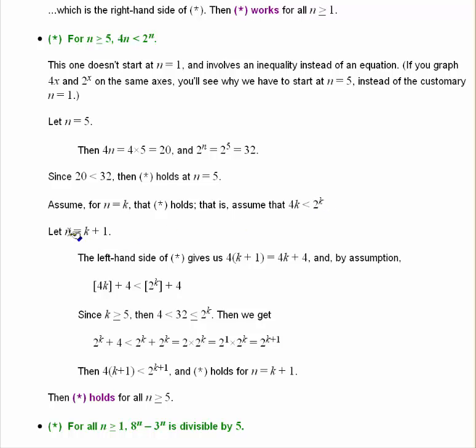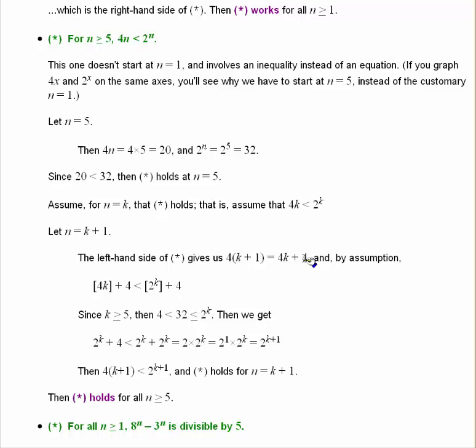Now we're going to do our induction step. Let's let n equal k plus 1. What do I want to do? I want to plug in k plus 1 into the left-hand side here. Okay? So that's what I do. If I plug n equal to k plus 1 into the left-hand side, I get 4 times k plus 1. That's 4k plus 4.